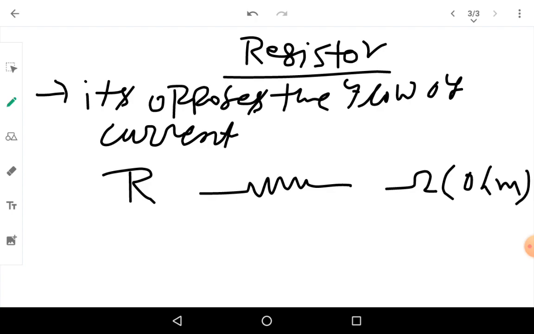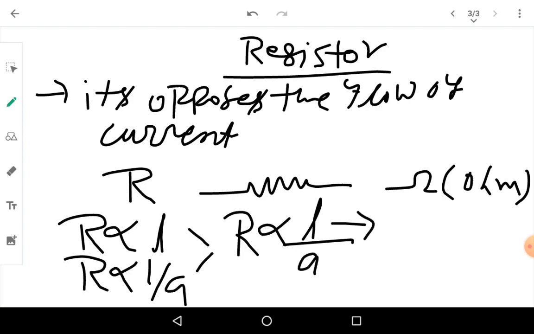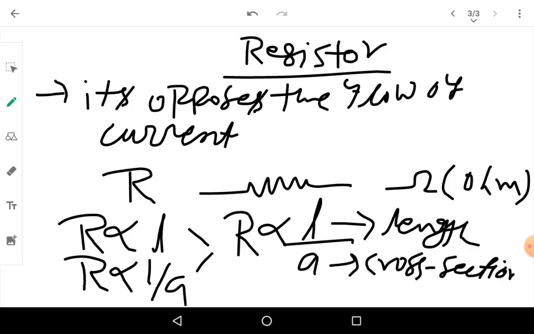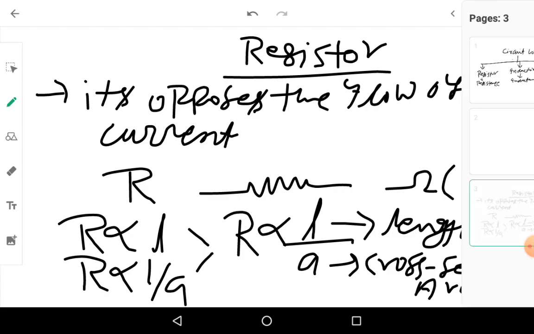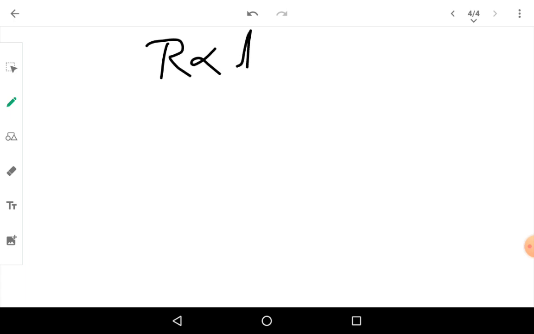And the law of resistance says that R is directly proportional to L and R is inversely proportional to A. Combining both terms, we can write R is proportional to L upon A, where L equals length and A is the cross-sectional area. So R is proportional to L upon A.